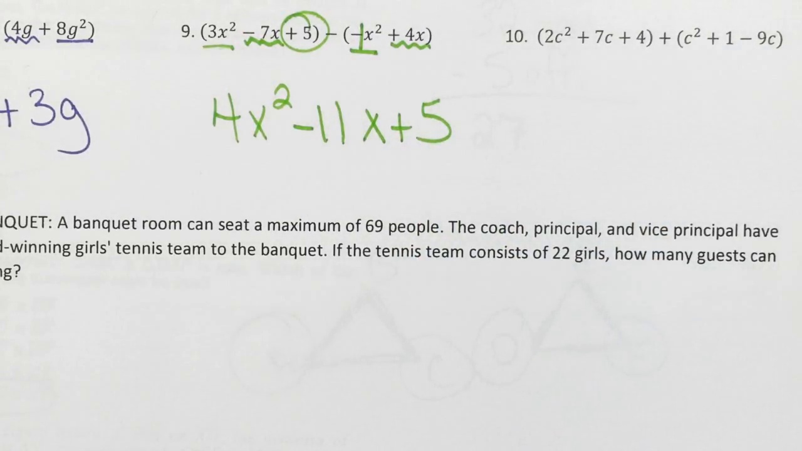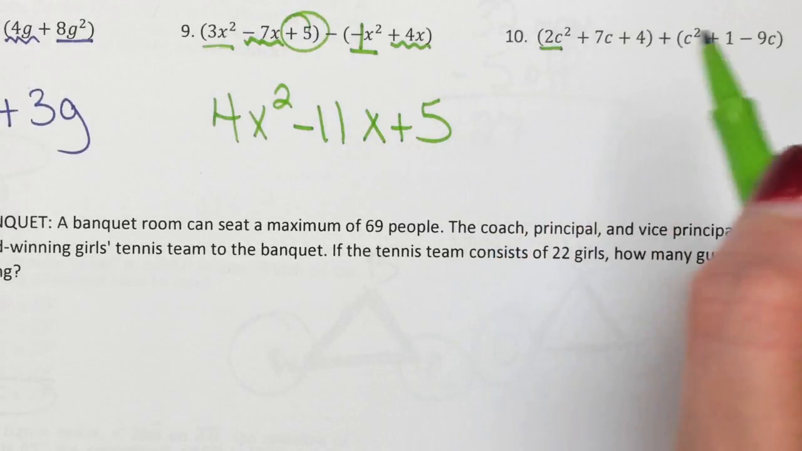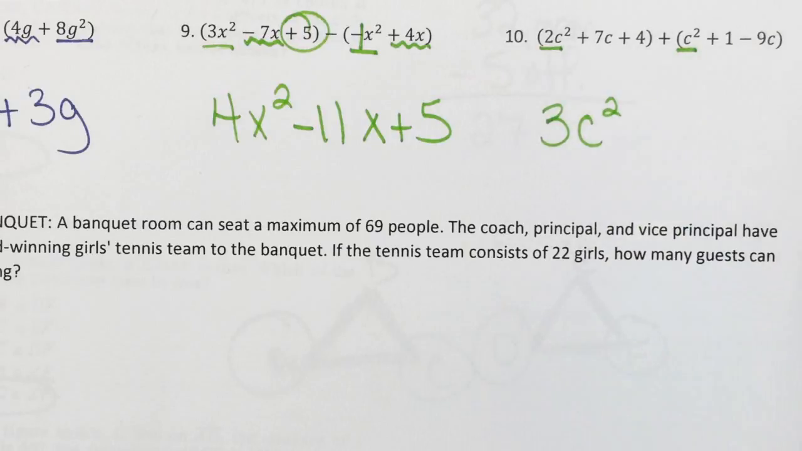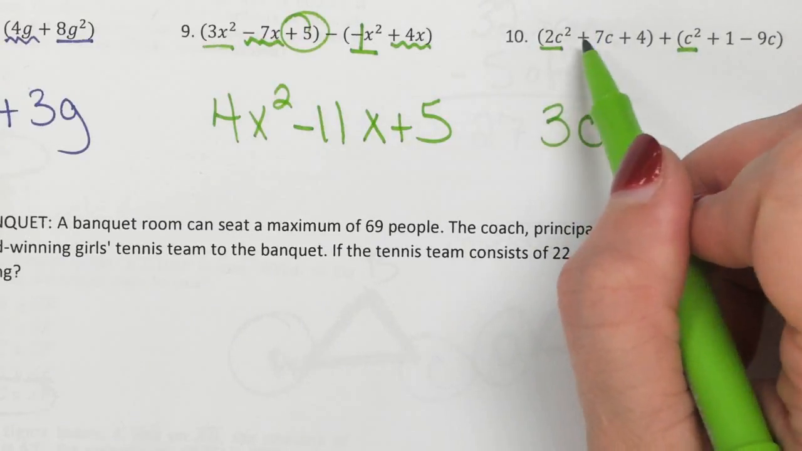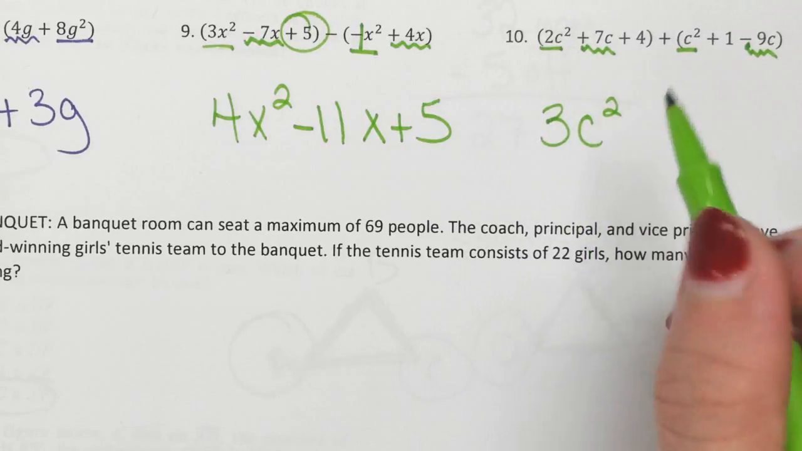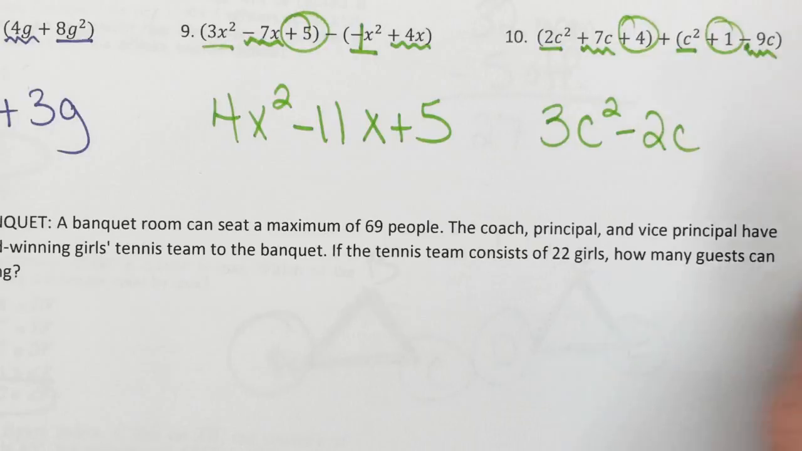All right, one more. You ready? One more? All right, we're going to add. What am I going to add on number 10? 2c squared and c squared, which gives you 3c squared. Perfect. And then 7c plus negative 9c, how much is that? Negative 2c. Yeah, what do I do with these two guys? Very nice. Y'all okay?